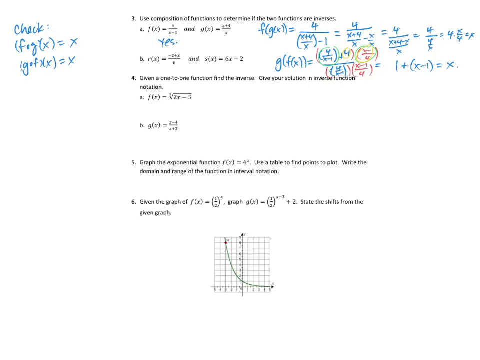Okay, let's try the next set. So let's look at r composed with s of x. Okay, so what's the function r? It's negative 2 plus, and then I'm going to put s in place there, over 6. And s is 6x minus 2. Okay, and so this is going to end up being negative 4 plus 6x over 6. So that does not look promising.